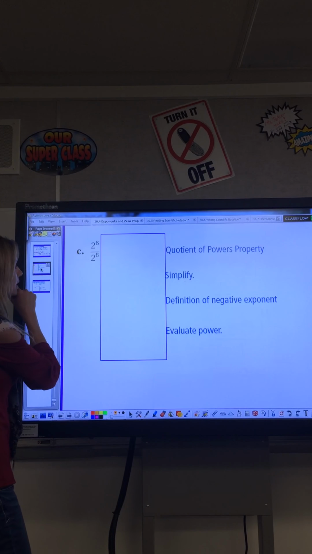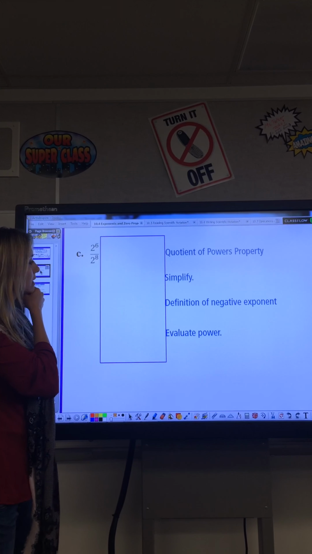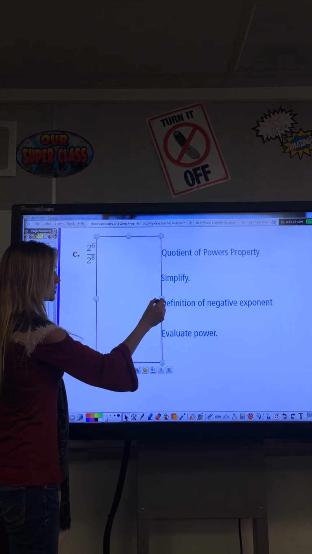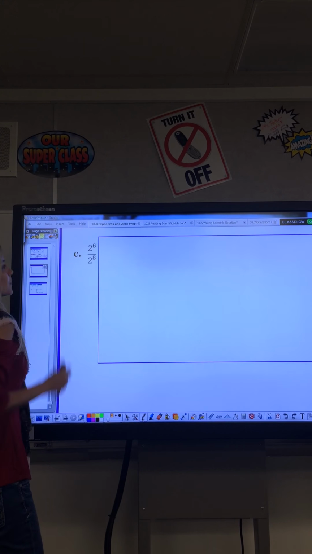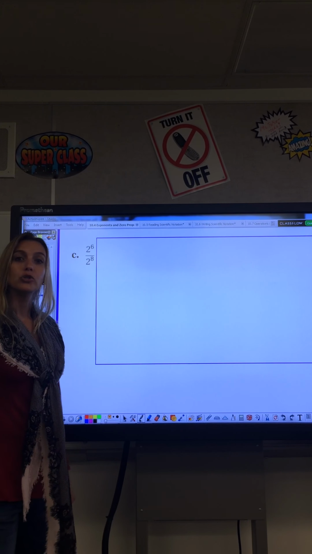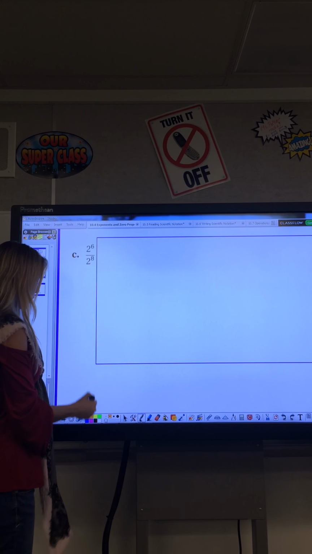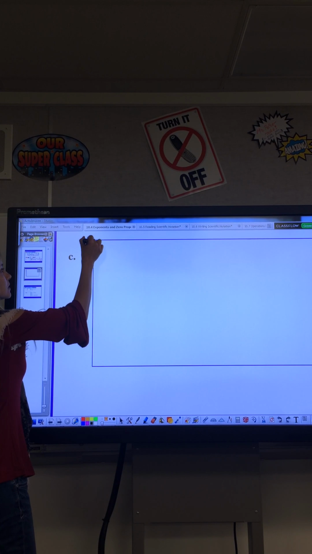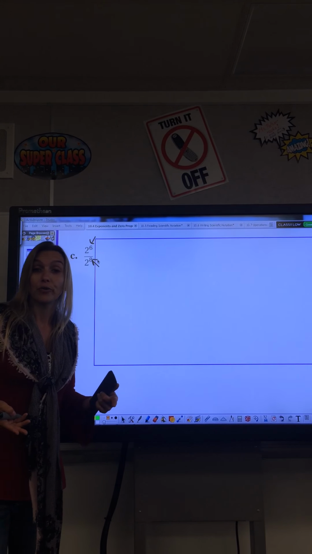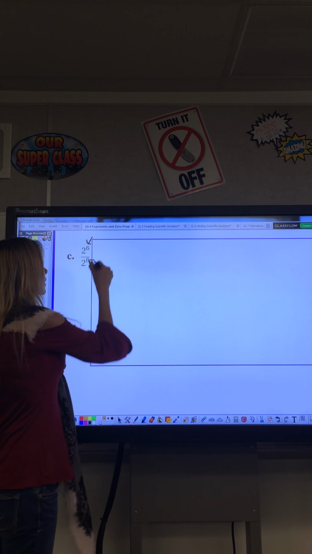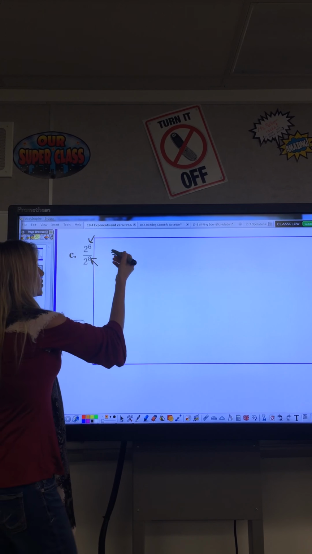Let's look if there's any other examples in here. Yes, there is. So let's look at it quickly. We have 2 raised to the 6th power divided by 2 raised to the 8th power. Well, what did we say that we do with the exponents when we're dividing? Remember, they're canceling each other out, right? Or we can subtract them. If you want, we can refresh it.